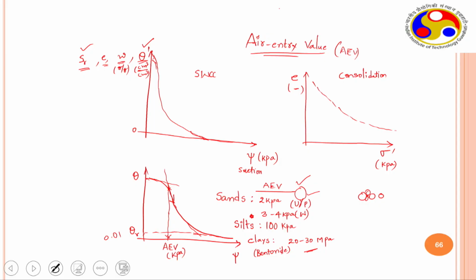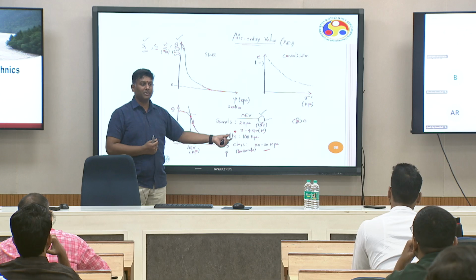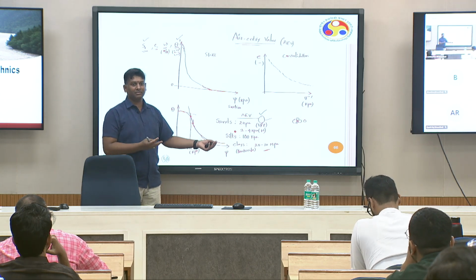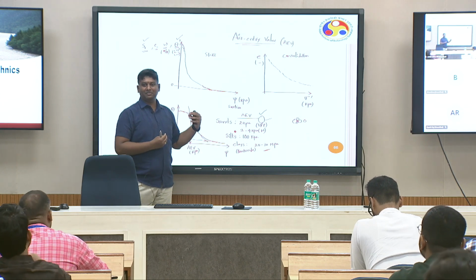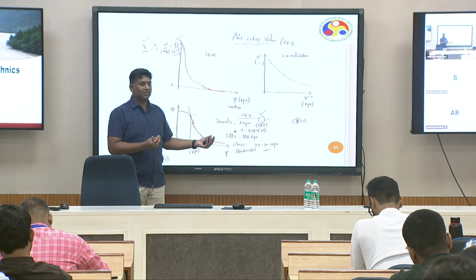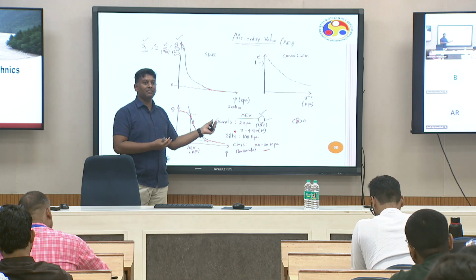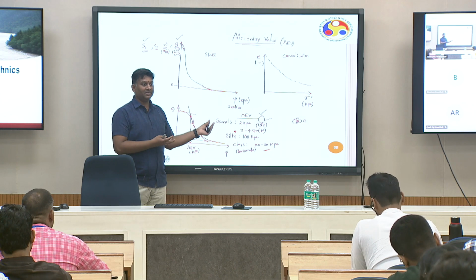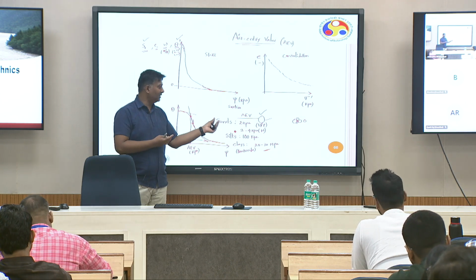So in general, the air entry value of sands is around 2 kilopascal. Okay, so beyond that it quickly desaturates, and for silts 100 kilopascal. It's a kind of a rough estimation. It's not accurate values for a given soil. You may have a uniform sand or well graded sands, etc., right? So in that case, SP, all those things will change.